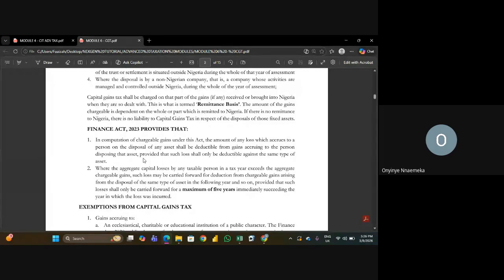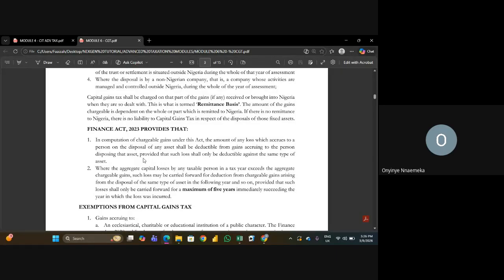But what this one is saying is that just like under CIT, where you are allowed to relieve your loss, CGT now allows you to relieve loss on assets. Let me give a realistic example. Let's say my company is Faiz Variety Store, and I have a car that I use to distribute goods to my customers, people that buy goods, like a logistics vehicle.